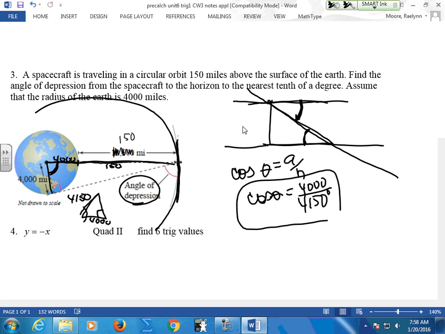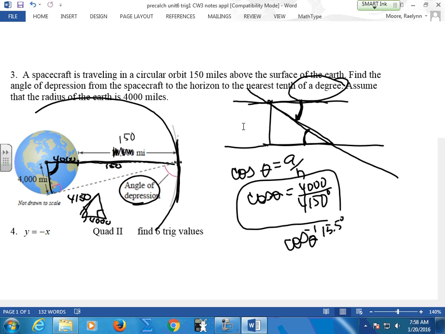So how do I find an angle when I have both sides? Cosine inverse. Again, make sure you're in degrees and round this to the nearest tenth of a degree. What do you get? 15.5 degrees. Again, I wasn't fond of the whole diagram, but I did like the concept of it. And I do like this last one.